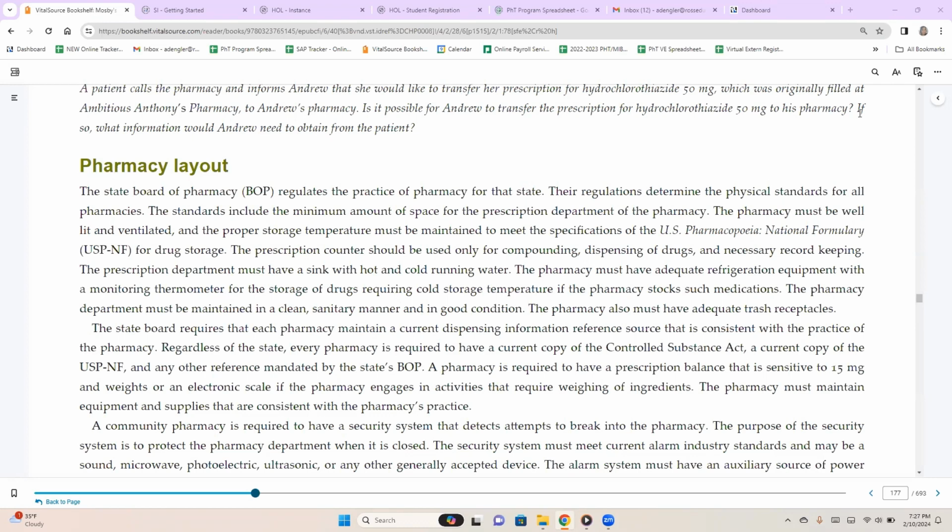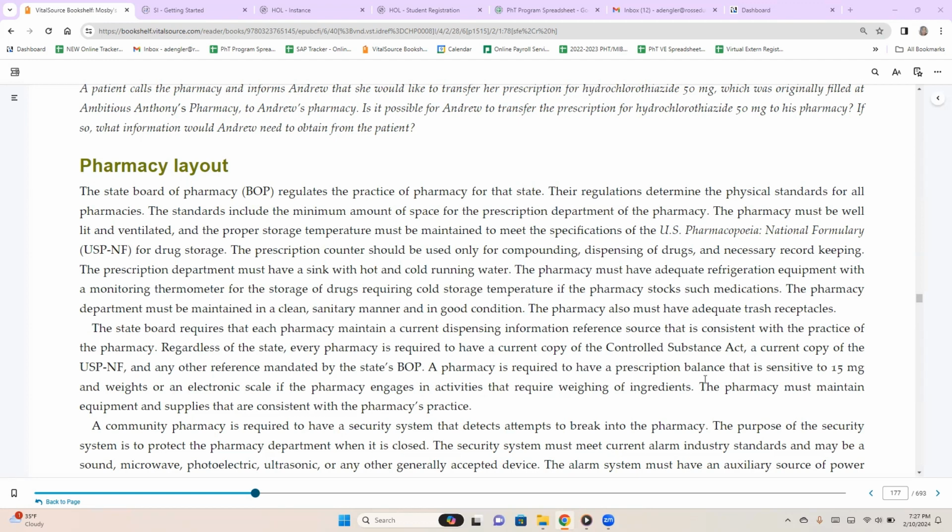Prescription counters should be used only for compounding, dispensing of drugs, and necessary record keeping. The prescription department must have a sink with hot and cold running water, must have adequate refrigeration equipment with a monitoring thermometer for the storage of drugs requiring cold storage temperatures. The pharmacy department must be maintained in a clean, sanitary manner and in good condition. The pharmacy also must have adequate trash receptacles.